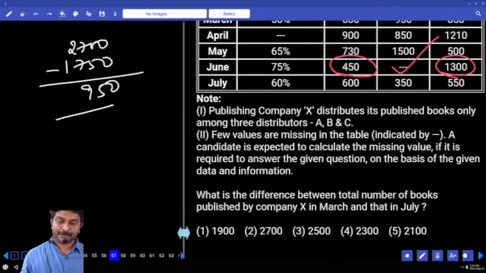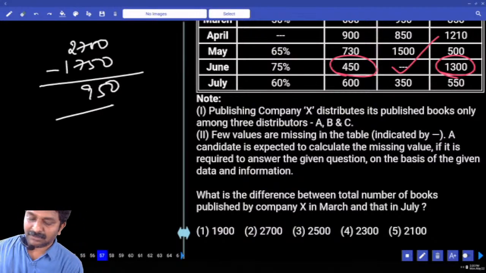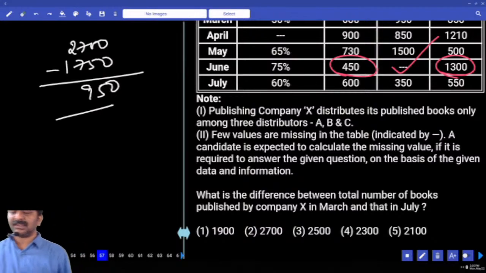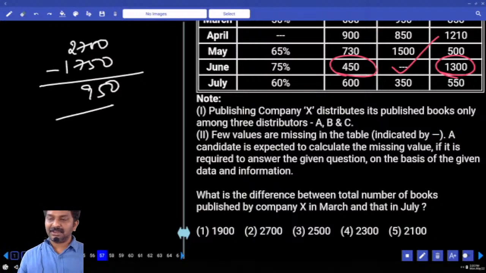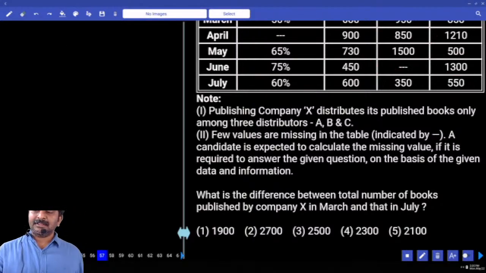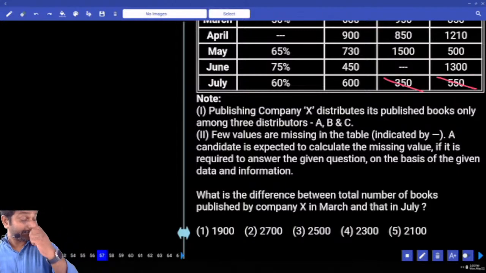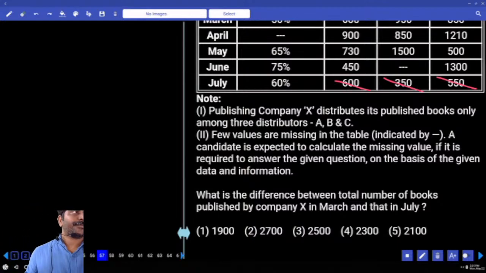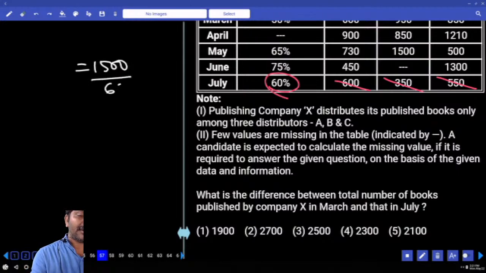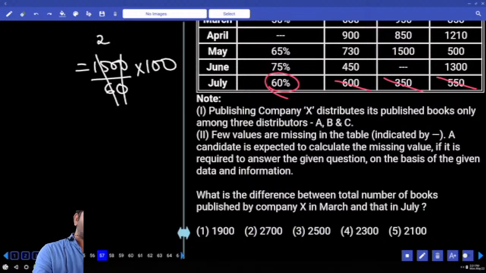What is the difference between total number of books published by company X in March and July? Even in July we need to calculate. July: 350, 850, 900 plus 600. 1500 value is equal to 60%. 1% is equal to 1500 by 60. 100% we need. Zeros can be cancelled. 150 by 6 is 25, which is 2500.